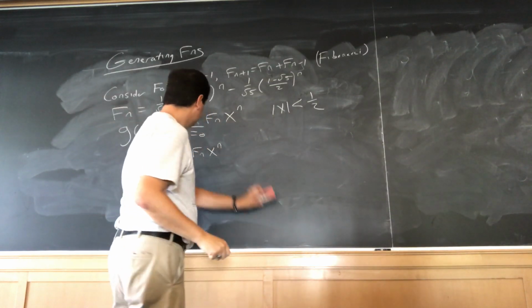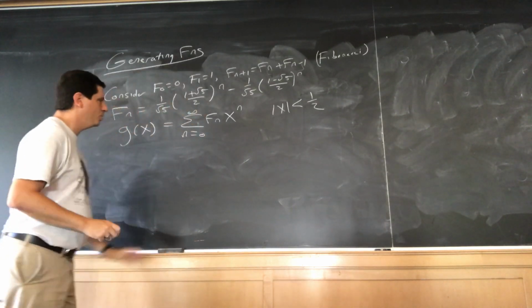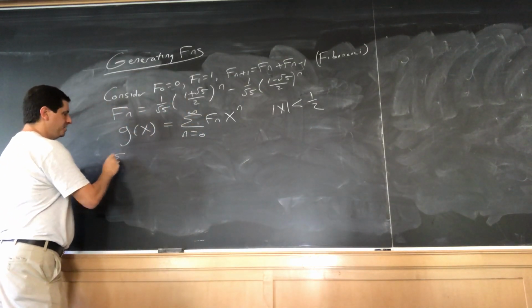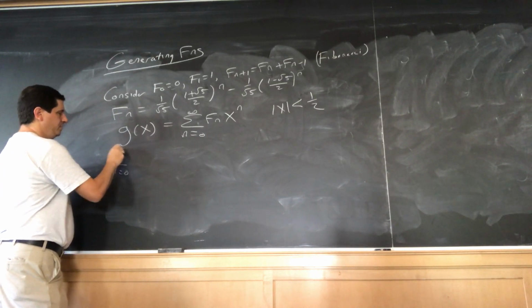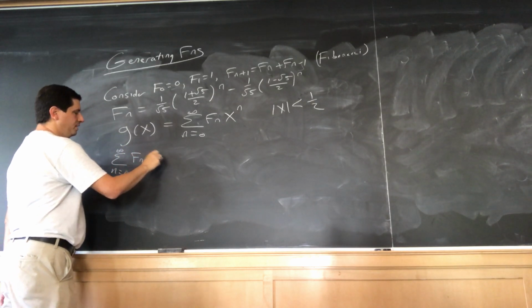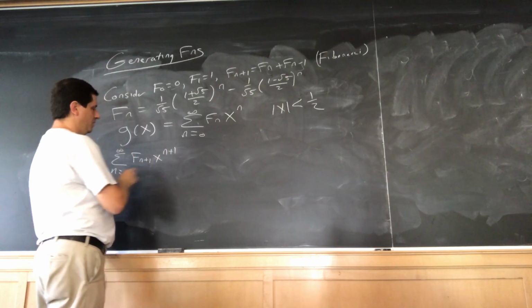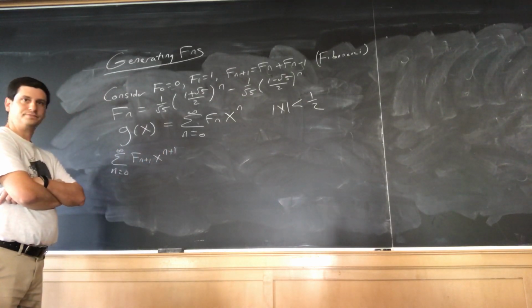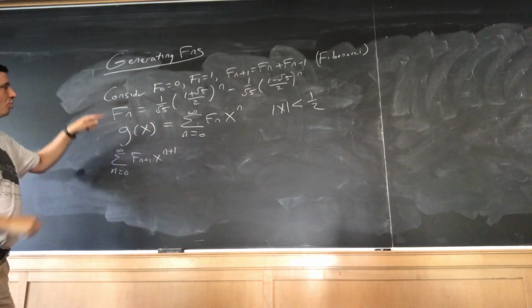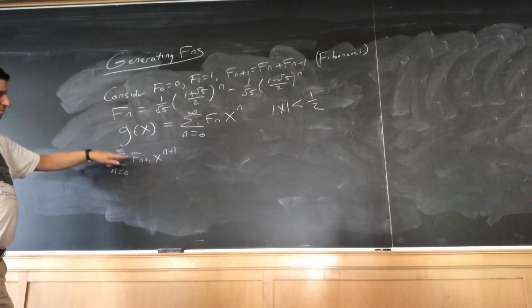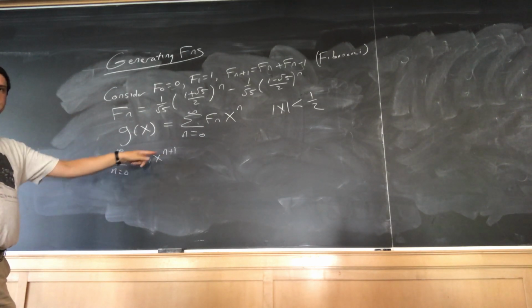Oh, no. Let me do it differently. What's the best way to do the algebra? Right, so let's look at the sum as n goes from 0 to infinity of f(n+1) x^(n+1). I can look at this. This is almost the same as g of x. My smallest term is f1 x to the 1. I'm missing the f0 x to the 0.